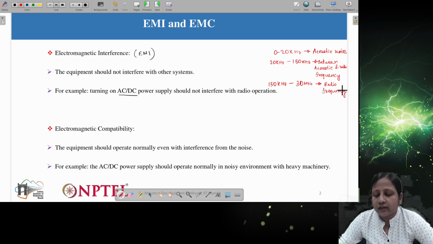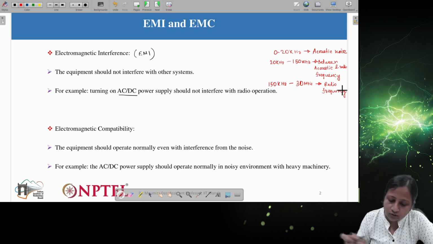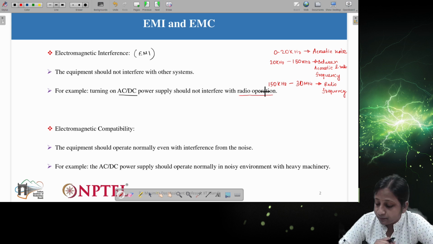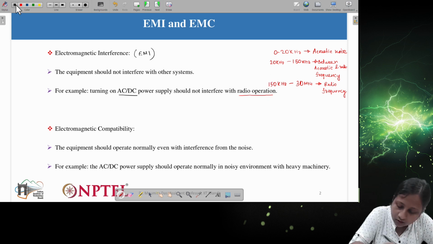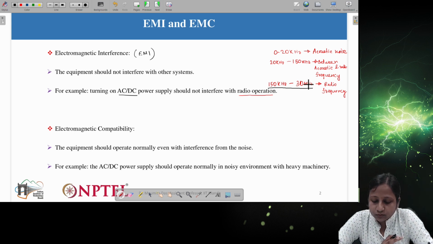This is just to give you an idea of what level of frequency we need to consider whenever we consider EMI noise. As you can see here, it is the interference with radio frequency operation, and the frequency is between 150 kilohertz to 30 megahertz. Whenever we considered lower frequency operation of the converter, let's say 0 to 20 kilohertz, this problem was not severe.